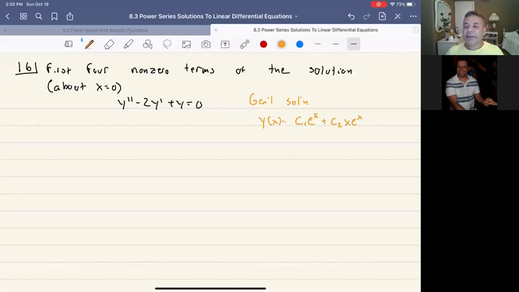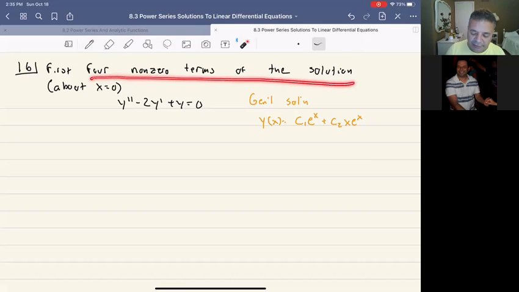All right, so we're going to get started with actually what we want to do, which is solving differential equations. So I'm starting with this one, number 16. We're going to find the first four non-zero terms of the solution about x equals 0 for y double prime plus 2y prime plus y equals 0. Now, one of the things I like about this problem is we actually know the general solution.